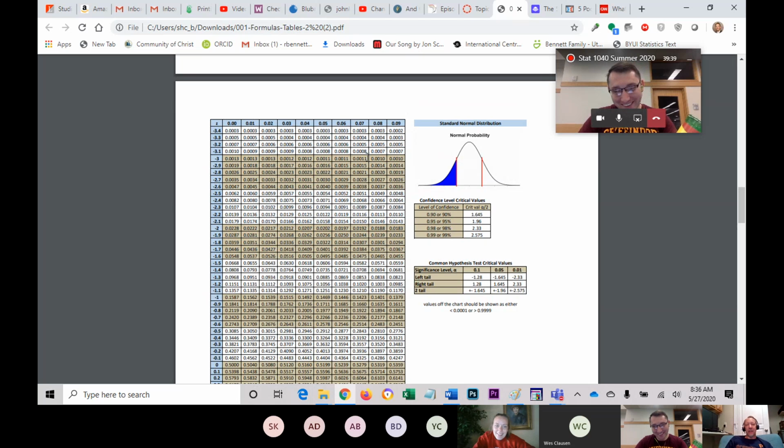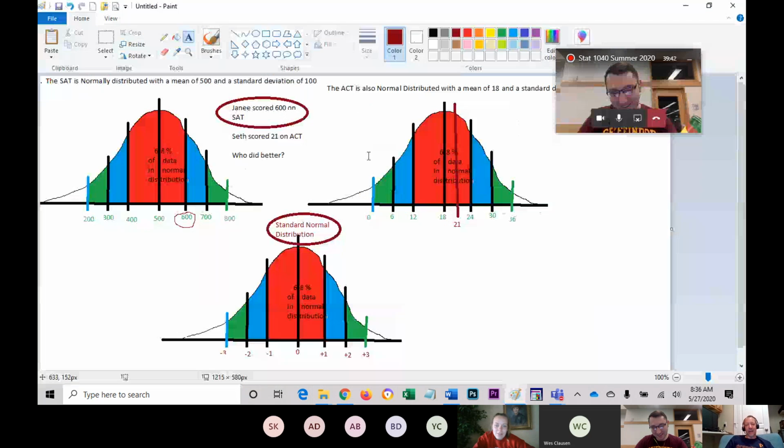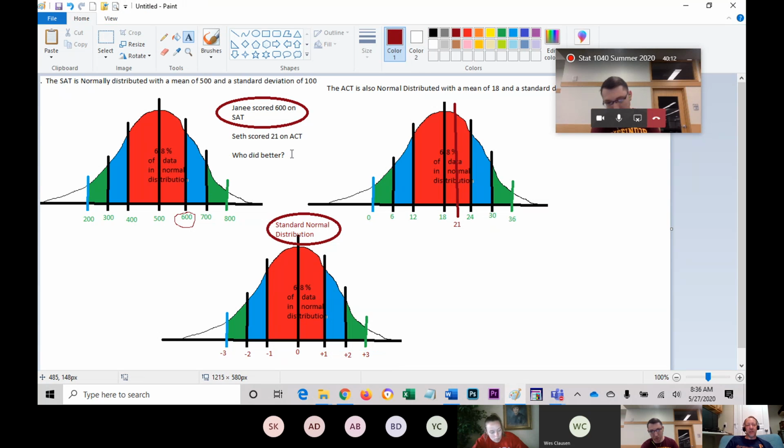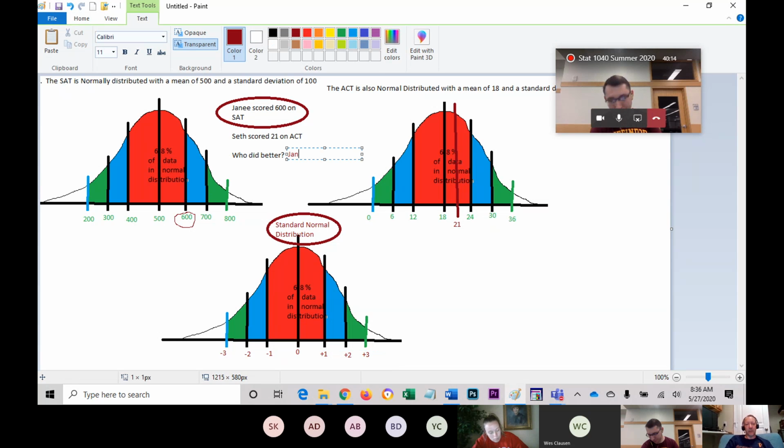Okay, so this is what we call a standard normal distribution. So the idea here is, especially in this case, we can know that Janie is exactly 1 standard deviation above the mean. And what's nice about this, because Janie scored 600 on the SAT, is we can also use this to figure out who did better. So we can answer that question. We know that Janie did better.